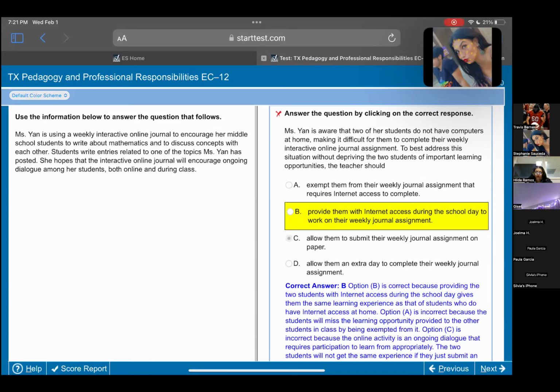And then B seems like it's the best answer, but it's not, because they specifically said that you can't deprive them of important learning opportunities. If you were removing them from the school day to go do something else they could have done at home on paper, then you are depriving them of important learning opportunities, which is why C is the best answer. So I'm sorry, wrong. B is the best answer.